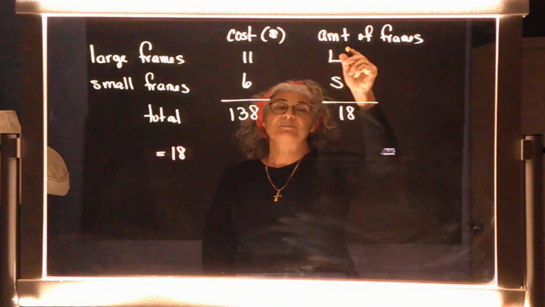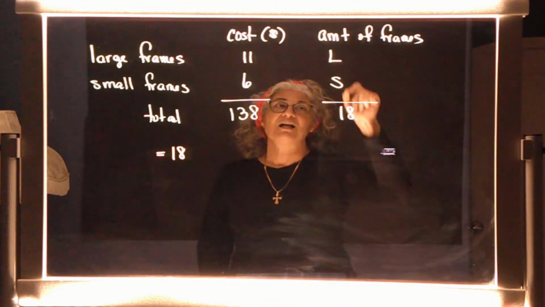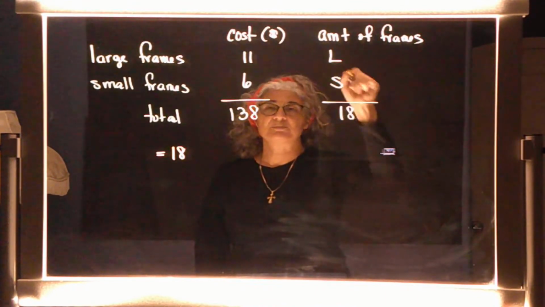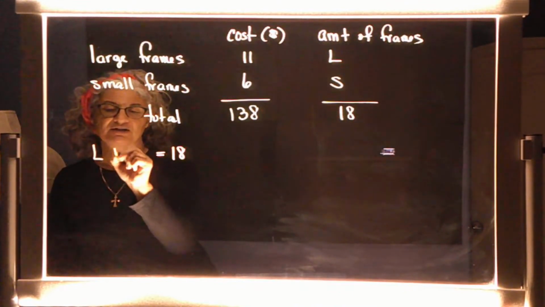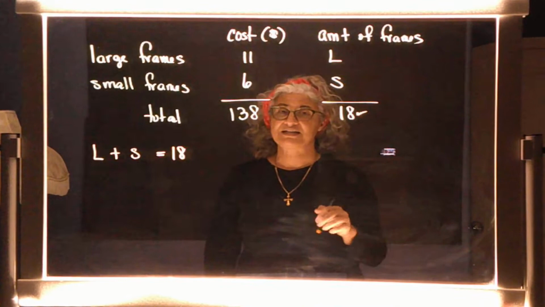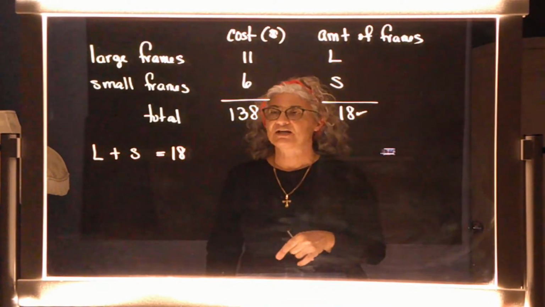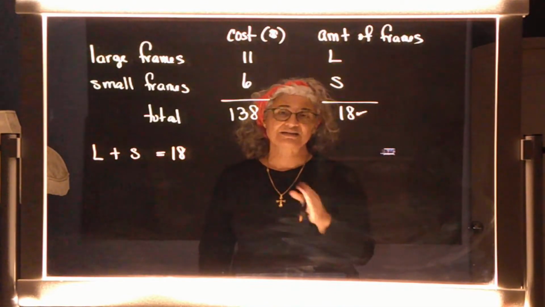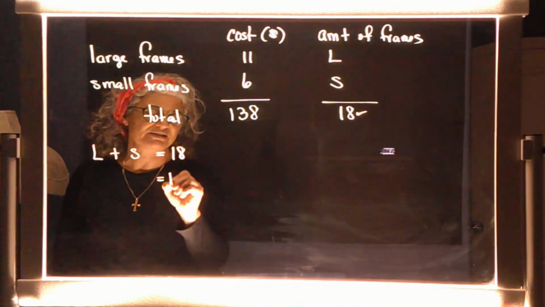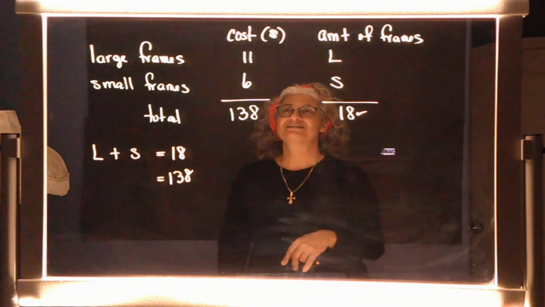So what am I going to add to get the total of 18? The number of large frames and the number of small frames. So I'm going to do L plus S equals the 18. So I use the 18. I'm done with that total. Make sense? Okay, but I have a second total, and the second total is 138, so I know my second equation must equal 138.